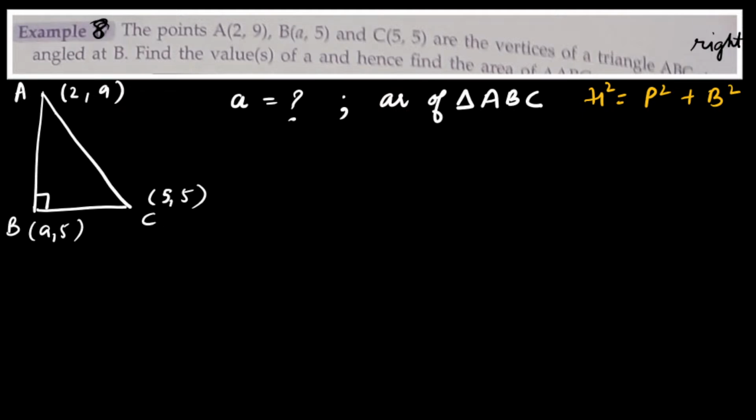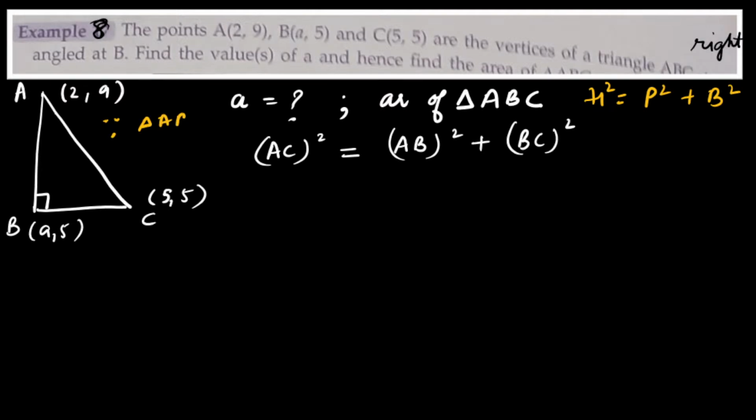If I have to write that theorem for this triangle, its hypotenuse is AC. AC is the longest side. So I can write AC square is equal to the sum of the squares of AB and BC. Because it's a right angle triangle, you can mention the reason: since ABC is a right angle triangle. Those lines you can write whenever you are doing the questions. Therefore, by Pythagoras theorem, we'll get this.